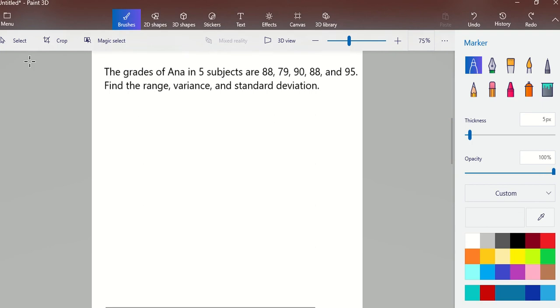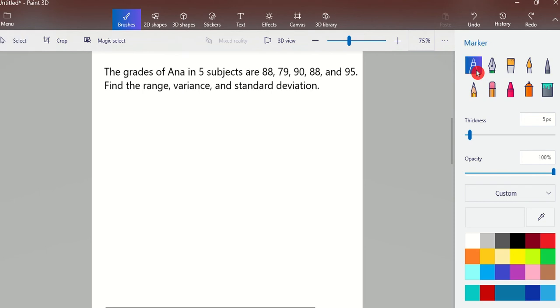Same situation as what we had in the measures of central tendency. So here it is. The grades of Anna in 5 subjects are 88, 79, 90, 88, and 95. But the question this time is find the range, the variance, and the standard deviation.